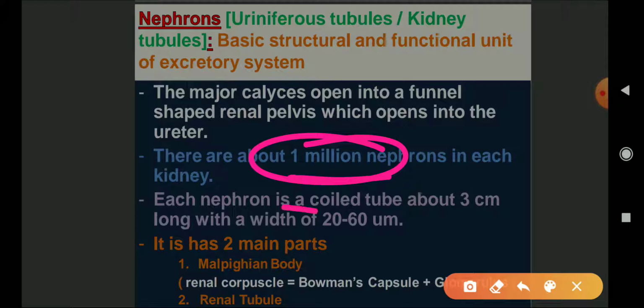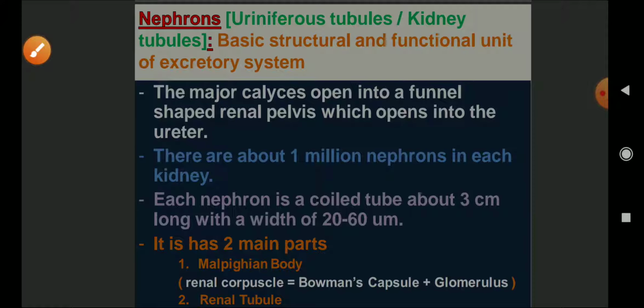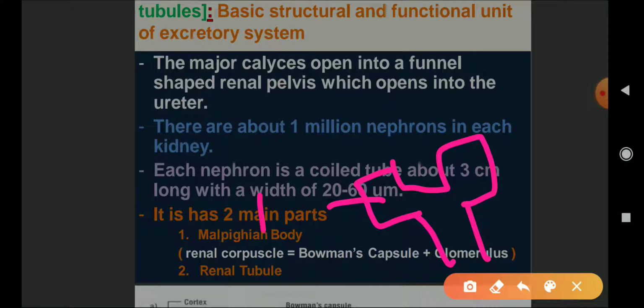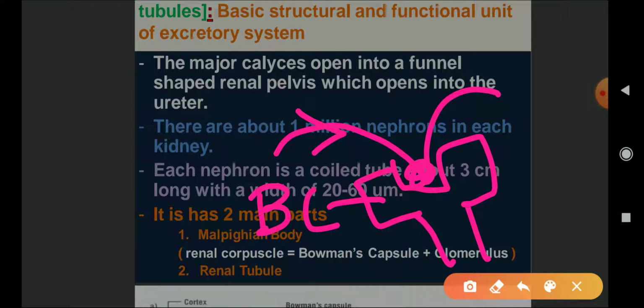Each nephron is a coiled tube-like structure of about 3 cm with a width of 20 to 60 micrometer. It has two main parts, the Malpighian body and the renal tubule. A Malpighian body is a cup-shaped structure. This one is a Bowman capsule, and inside there is a tuft of capillaries. This blood vessel enters the cup-like structure known as Bowman capsule and forms the tuft of capillaries, a knot of capillaries, which comes out after filtering.